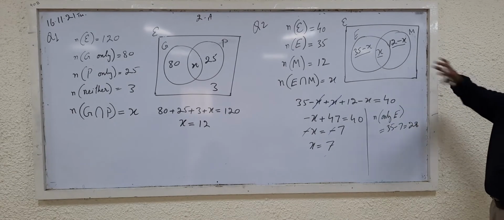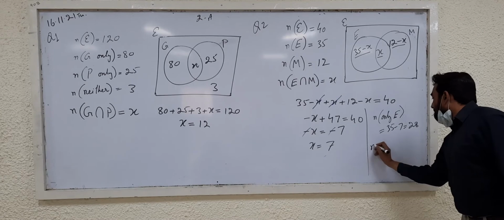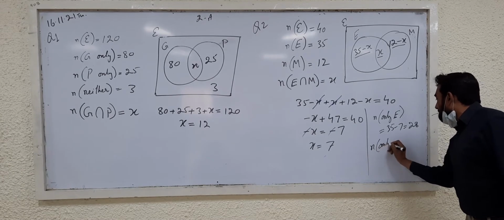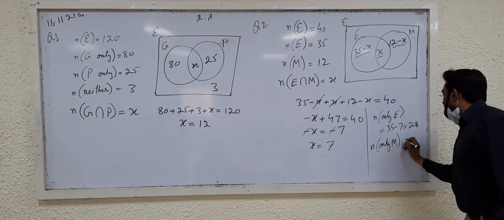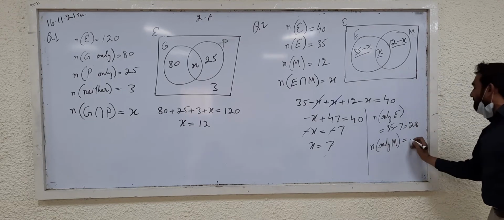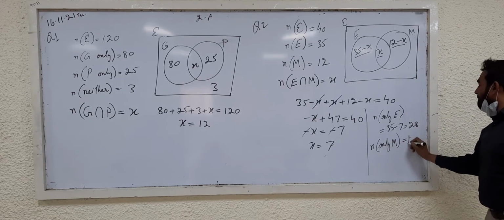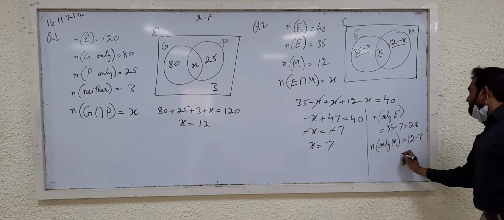He may also ask only Mandarin, the number of members who can speak only M, which is equal to 12 minus 7. 12 minus 7 is equal to 5.